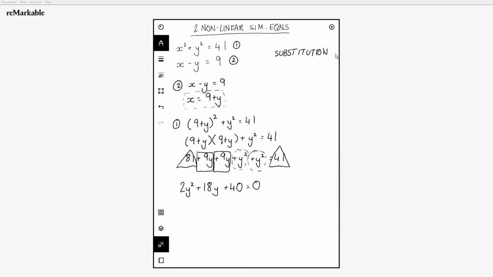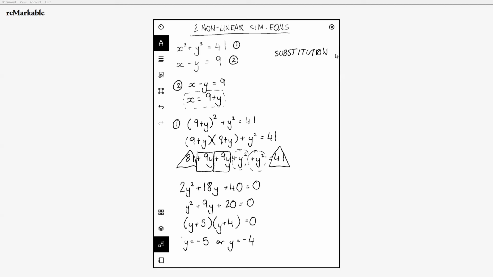Now, I always recognize whenever we're doing quadratic equations, if we can simplify this any more, these are all a multiple of 2. So we can divide the whole equation by 2 to make it a bit simpler. So y squared plus 9y plus 20 equals 0. And now you factorize your equation. In this case, it's going to be plus 5, plus 4. So y either equals minus 5 or y equals minus 4.